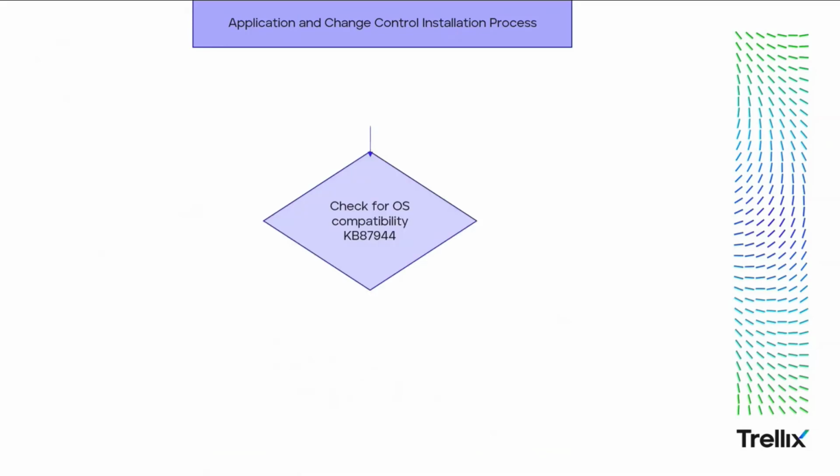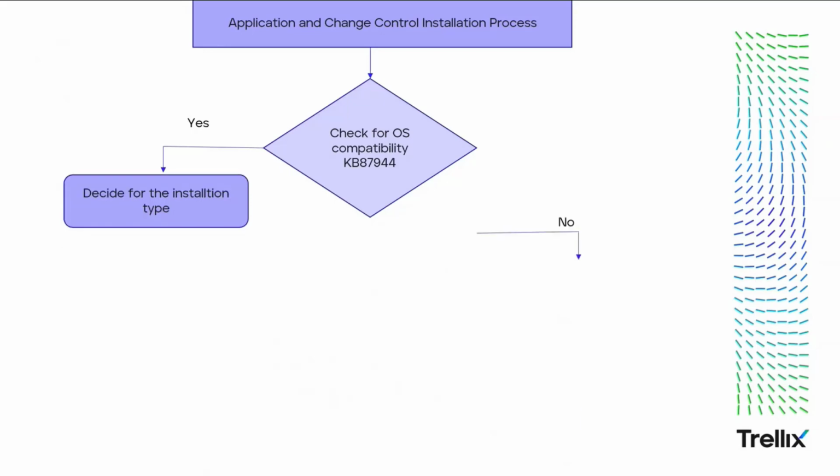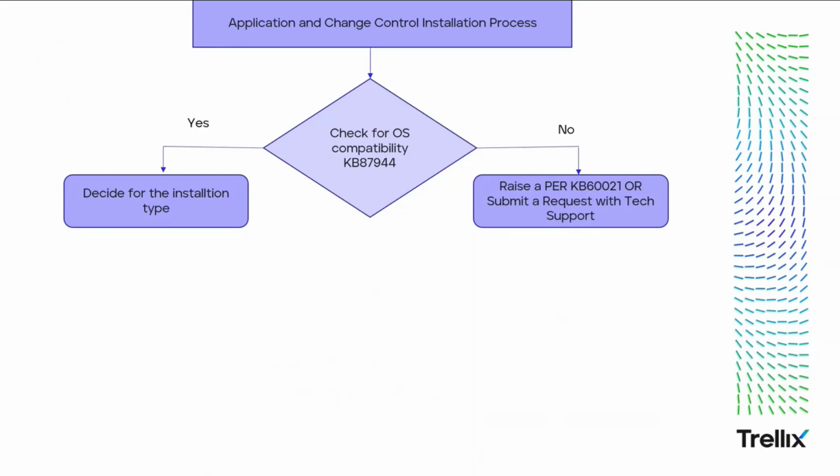Now, let's check how the application and change control installation process works. The first, basic requirement is to check for OS compatibility using KB article KB 87944. Let's compare if the OS is supported, and we'll decide the installation type. If it's not supported, we'll raise the product enhancement request described in KB 60021 or submit a support request with technical support.